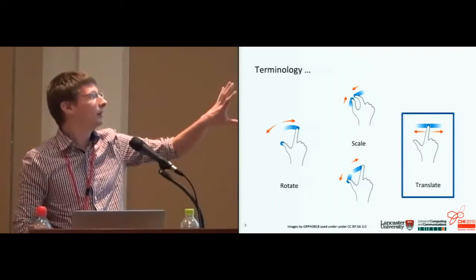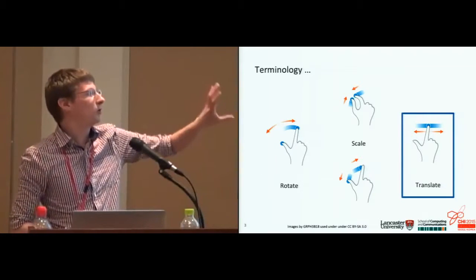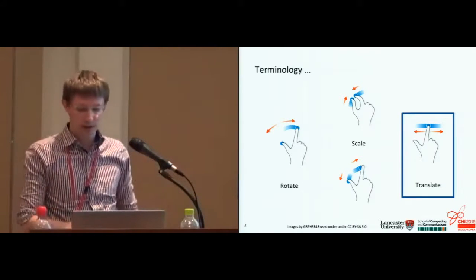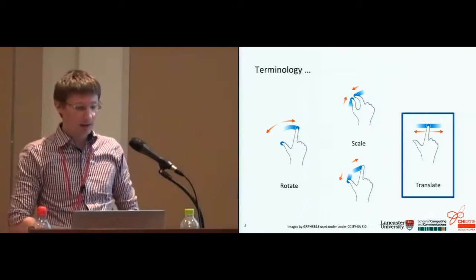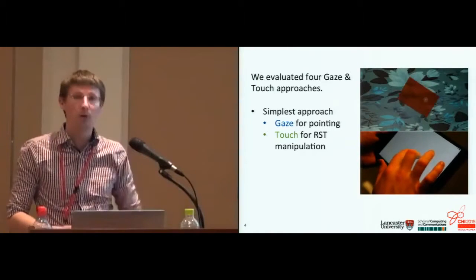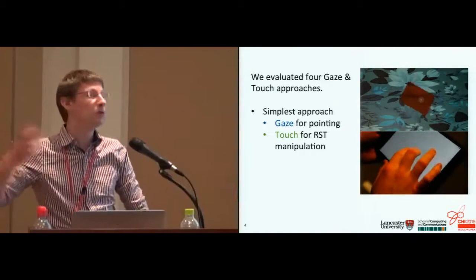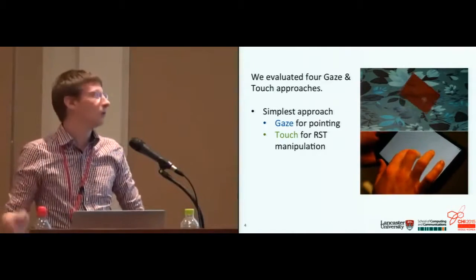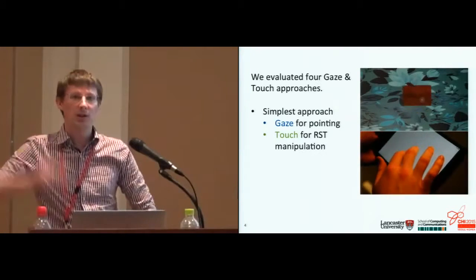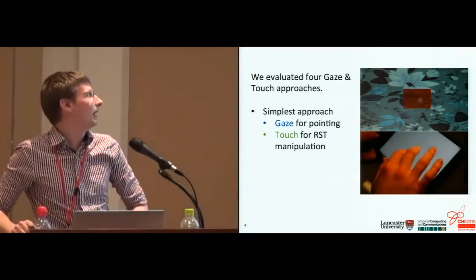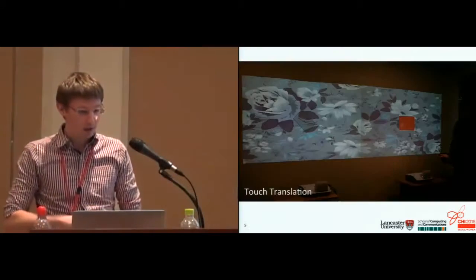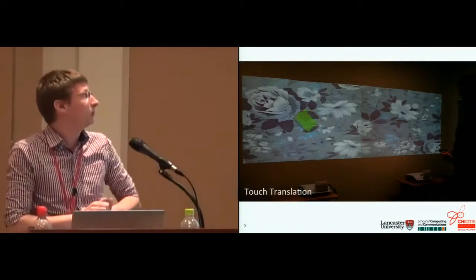This is largely where we're looking to replace or augment our finger interaction with gaze. So how can we use gaze to improve the translation part of these tasks? Essentially, this paper is about evaluating 4 different gaze and touch approaches to increase the efficiency and boost the performance of remote manipulation of objects. The simplest approach is to use gaze for pointing, so essentially attach a pointer to your eyes, and touch for the RST, rotate, scale, translation, manipulation. And that is largely what the first technique we implemented was.